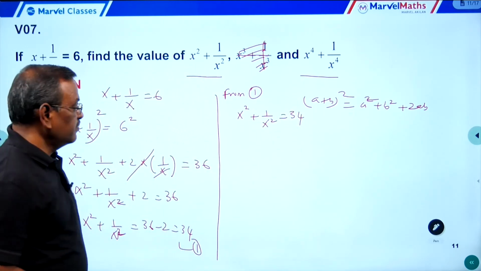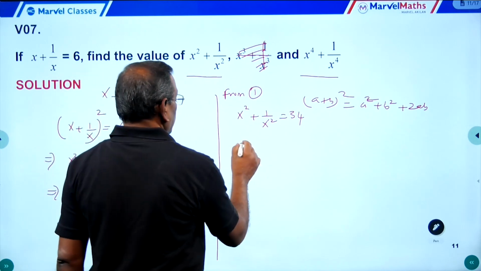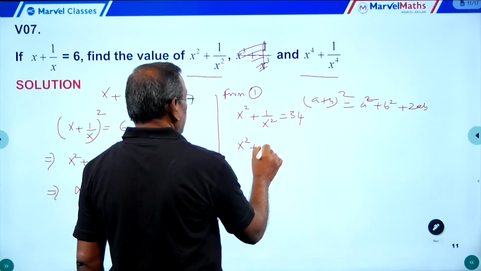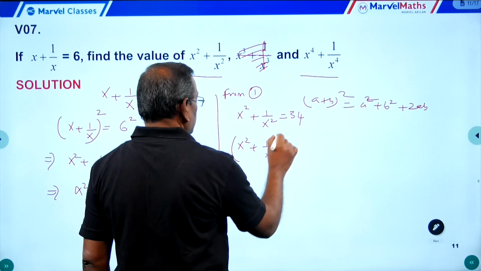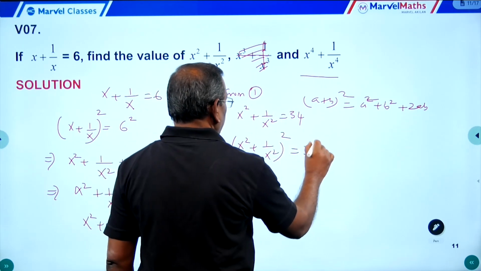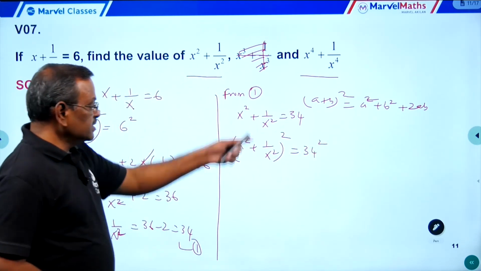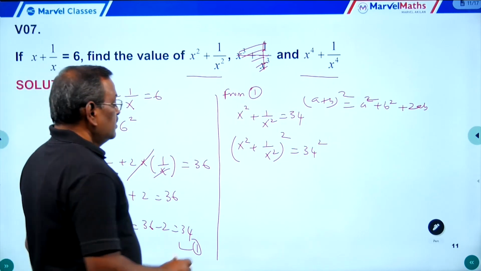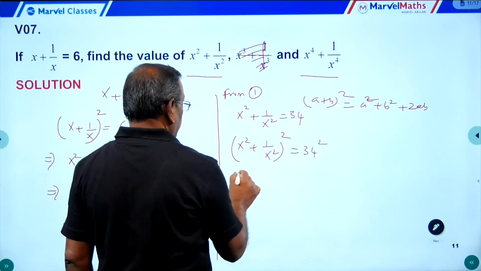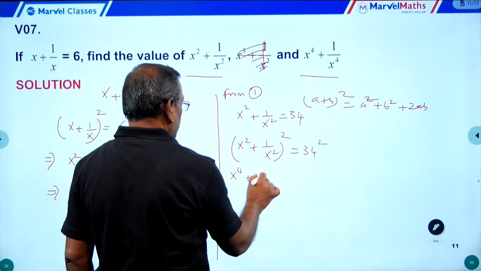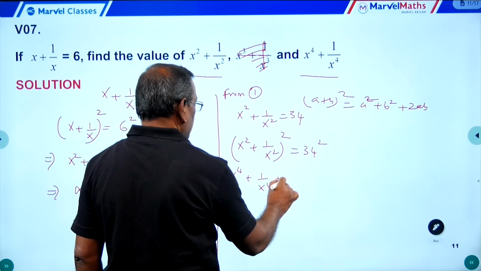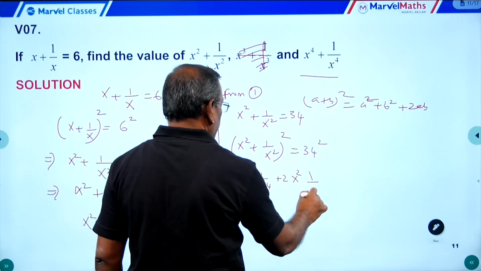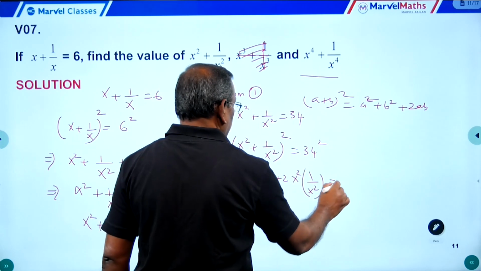Okay, 34. Now squaring on both sides, x square plus 1 by x square the whole square equal to 34 square. Again apply the same formula. So this is reduced form: x power 4 plus 1 by x power 4 plus twice of x square into 1 by x square equal to 34 square.